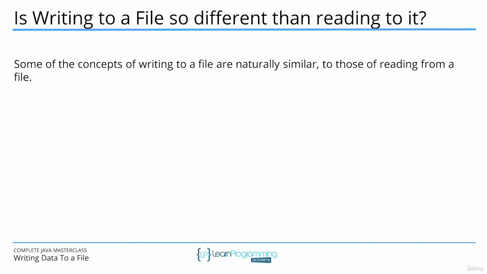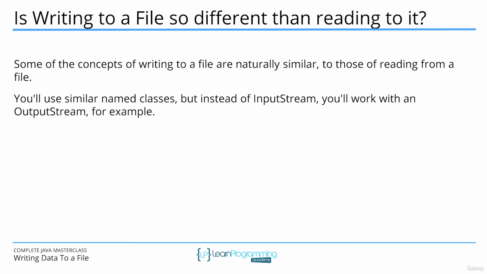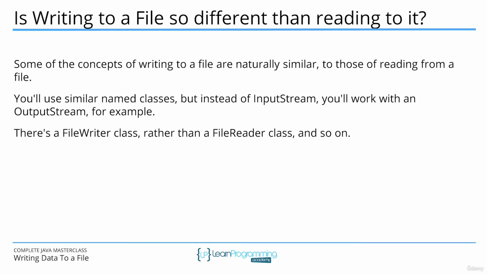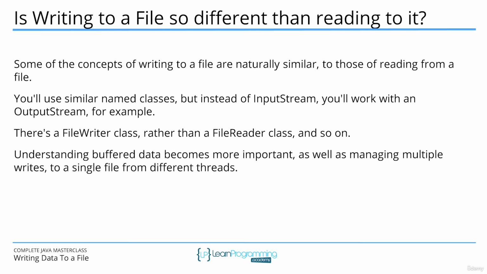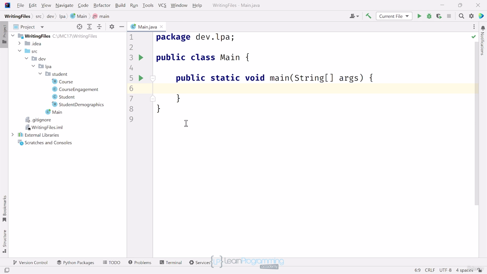Some of the concepts of writing to a file are naturally similar to those of reading from a file. You use similar named classes, but instead of input stream, you work with an output stream, for example. There's a file writer class rather than a file reader class, and so on. We still open a resource when we're writing, but understanding buffered data becomes more important, as well as managing multiple writes to a single file from different threads. As with reading, there are different ways to open a file for writing, and I'll cover these shortly. In this video, I'll focus on writing text to a text file.